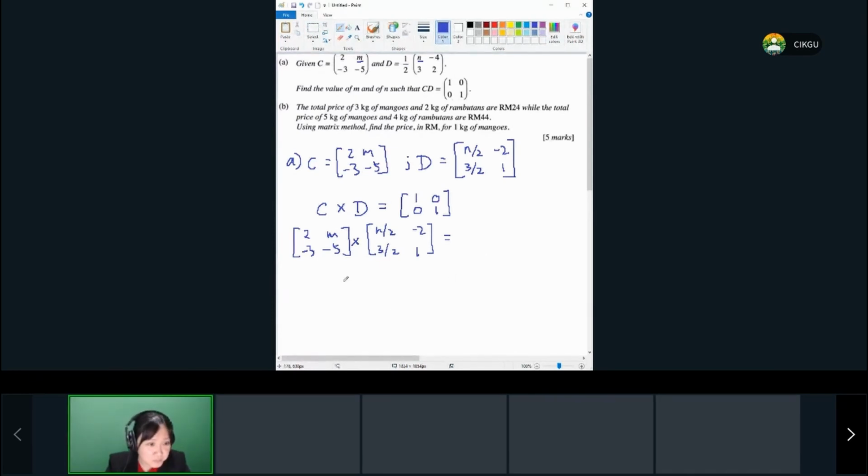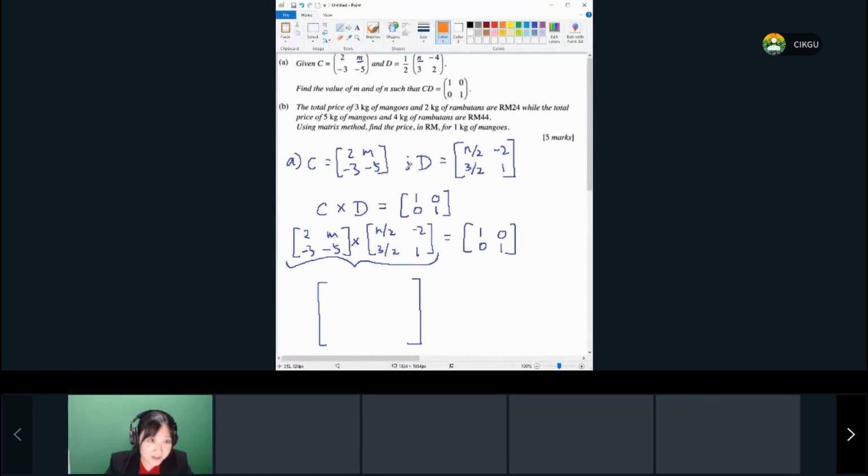Anyways, so let's do this. This one equals 1, 0, 0, 1. Obviously, let's try to simplify this part. Same thing, multiplication with matrix. First, you must take the rows of the first matrix, and the columns of the second matrix. So let's do this.